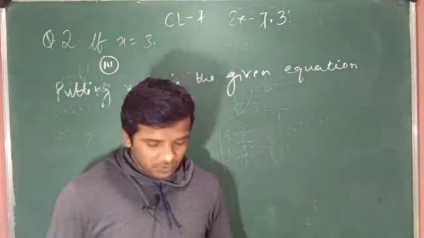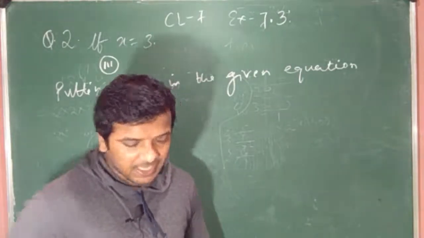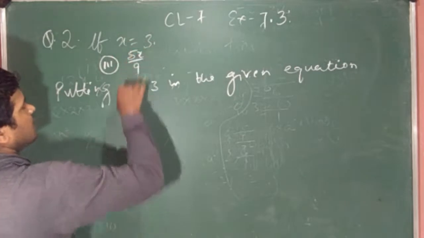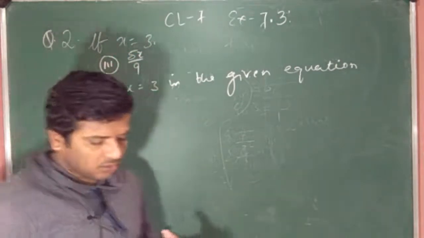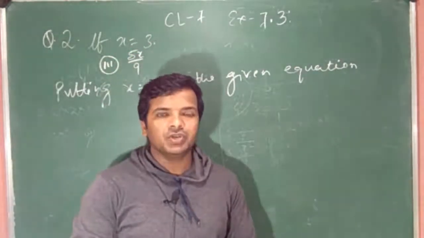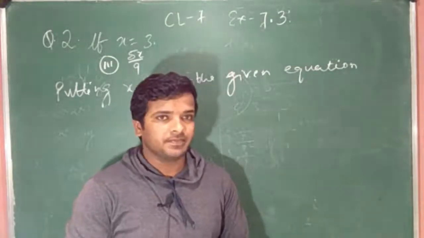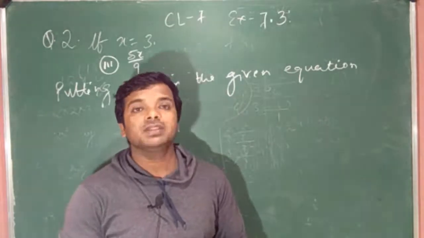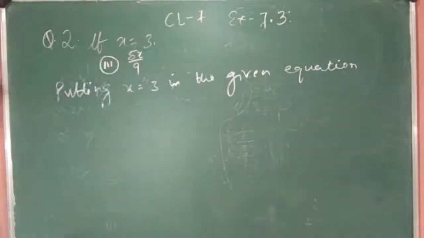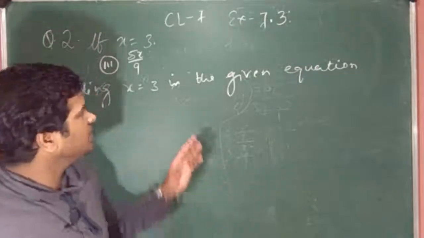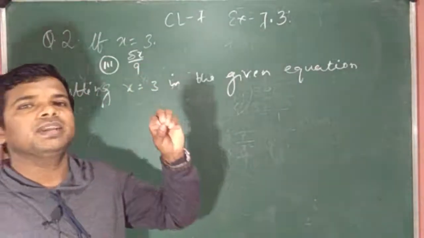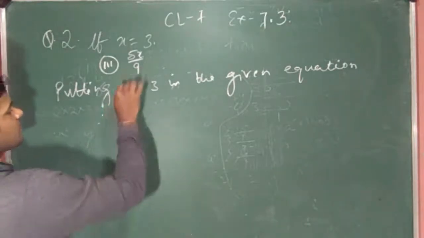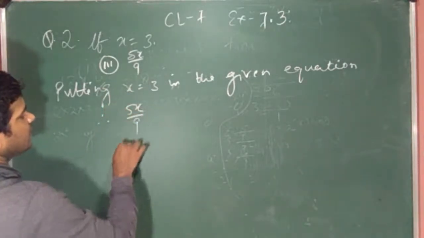So let us start Roman number 3. Roman number 3 is 5x by 9. In Roman numbers 1 and 2 it was an equation with brackets, but now in Roman number 3 we have no brackets but a fraction. No need to worry. In place of x, we are going to write 3. That's all. So we have 5x by 9.